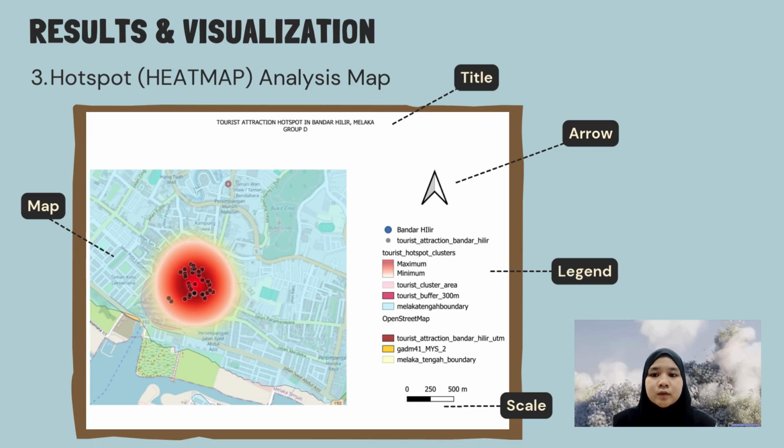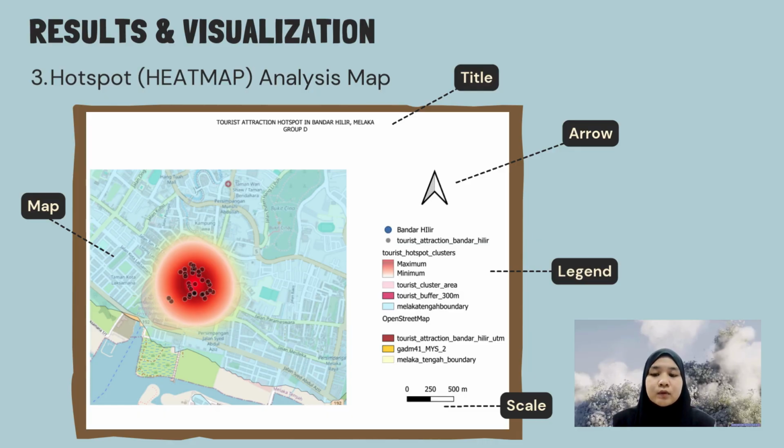Heat map symbology was then used to visually represent the density of these attractions. The color intensity of the map represents the density of tourist attractions. Areas shown in red indicate a high concentration of tourist attractions, while lighter colors represent lower density areas, like light yellow color. So, from the map, a clear hotspot can be observed in the central area of Bandar Hilir, Melaka.